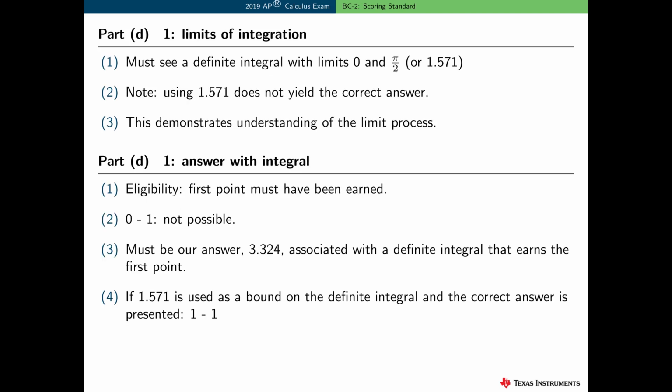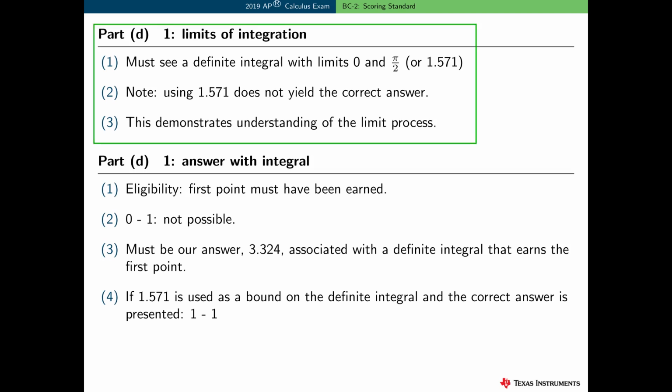Part D was worth 2 points. The first point was for using the correct limits of integration, 0 and pi over 2. Now, it was okay to use 1.571 for this point, but using this approximation does not yield the correct final answer. However, this does demonstrate a conceptual understanding of the limit process. That is, as k increases without bound, then the circle r equals k cosine theta will eventually contain the portion of the region S in quadrant 1.